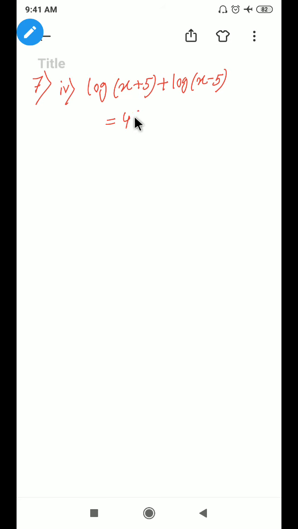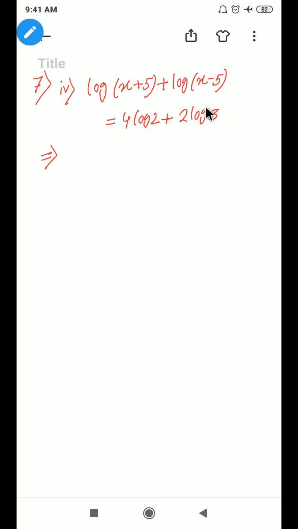Now go to the next type of problems. Question number 7, Roman 4 is given here: log x plus 5 plus log x minus 5 is equal to 4 log 2 plus 2 log 3.